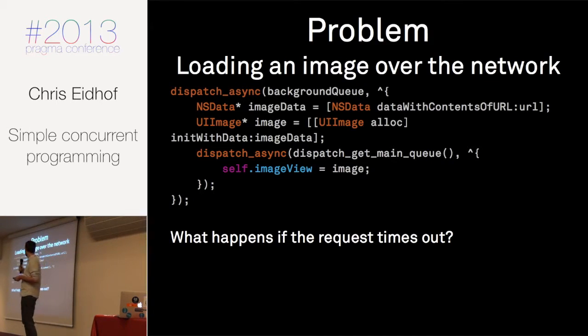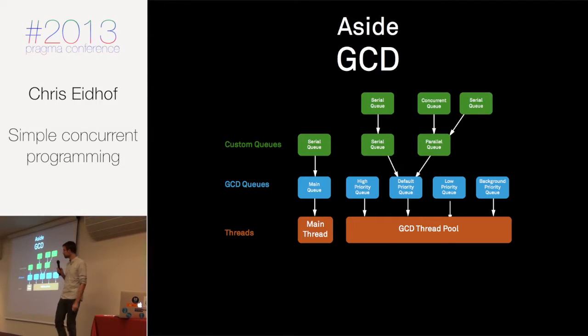So what if this data with contents of URL, what if this gets done while the user is in a tunnel or in an airplane, and it takes 90 seconds before the request times out? It's really good to think, like, what could happen? Well, actually, the current thread gets blocked until it's there. And to understand why this is a problem, we have to look at Grand Central Dispatch.